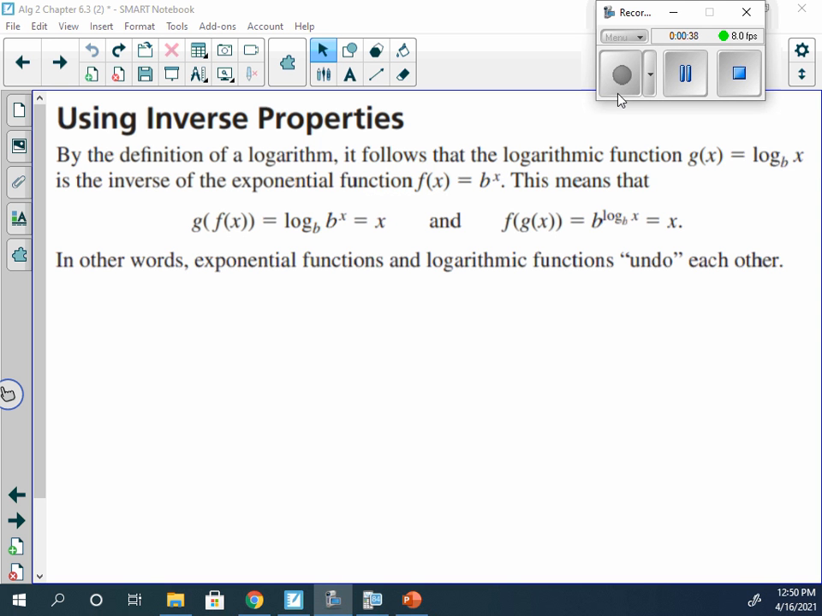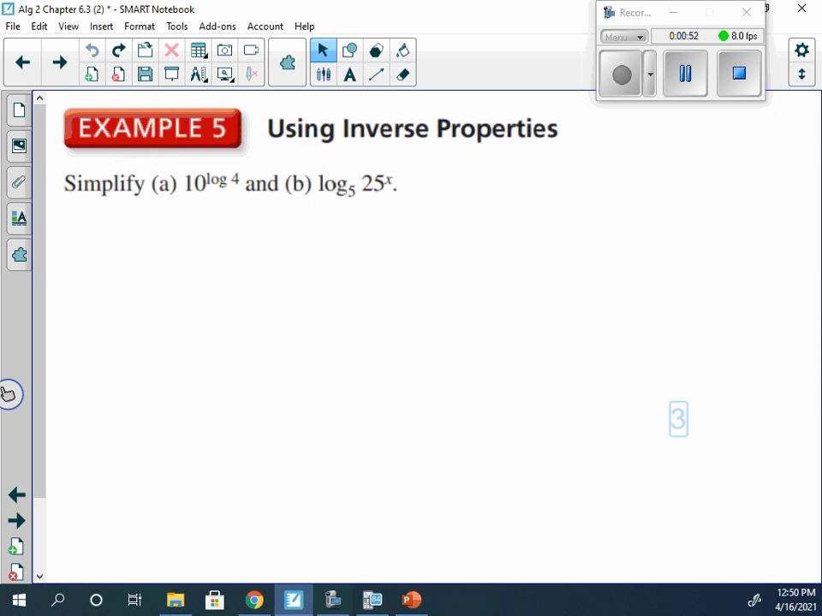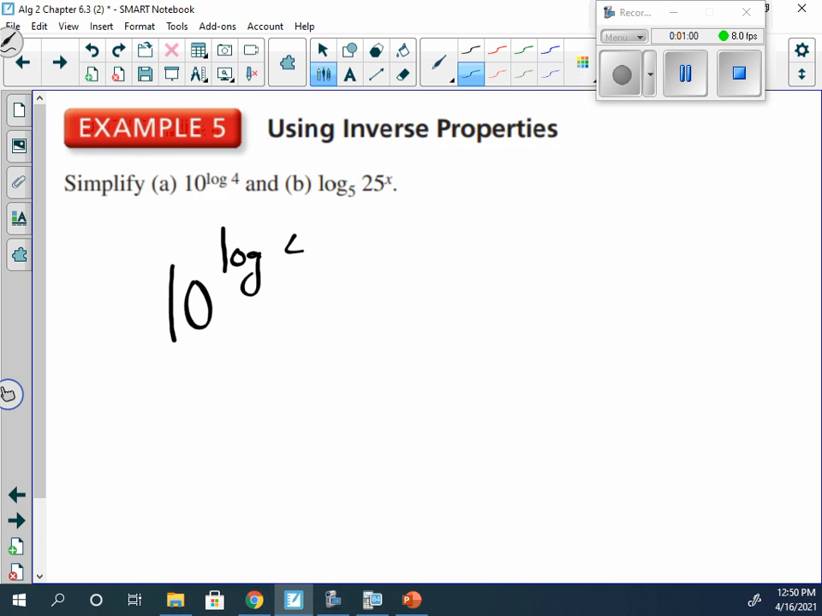When what's inside the logarithm is the same as the base, they simplify out. Also, if we put b to the log base b of x, they simplify out as well. So they're going to simplify out either way. They undo each other. So if we look at this first one here, 10 to the log of 4, since there's not a base written for the logarithm, it is understood to be 10.